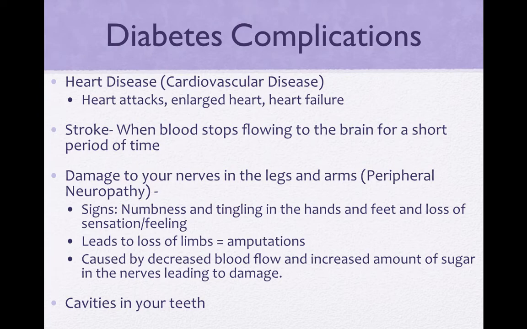Also, peripheral neuropathy, or damage to the nerves. Normally, it's in the legs or the arms or fingers, toes, things like that. You may feel numbness or tingling in the hands or feet or loss of sensation. And lots of times this leads to limb amputations or a loss of a limb. This is usually caused by decreased blood flow to the area or sometimes an increased amount of sugar in that area, which causes the nerves to become damaged.